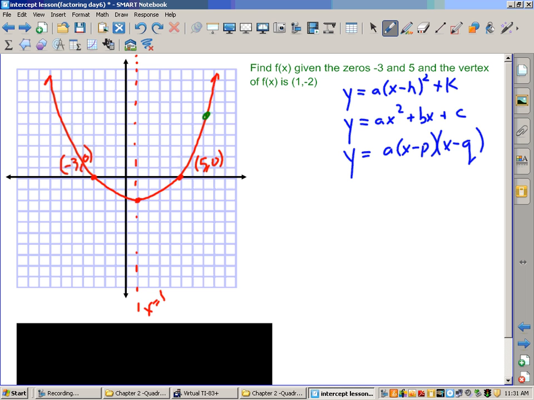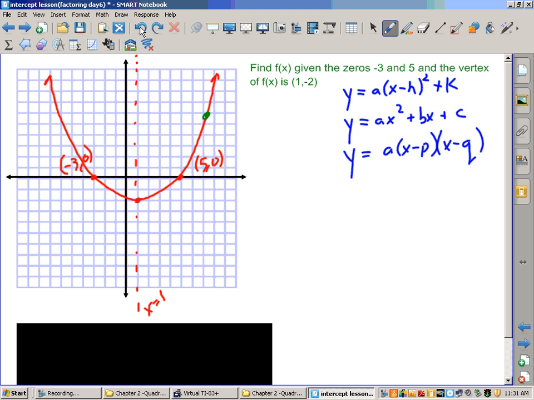Intercept. Because in order to find a formula, you're just going to need the P and the Q and one other point. You're going to need the vertex plus one other point either way. I have another one that's going to use vertex on the next slide, so let's do this one using intercept form. Okay, so I'll go back here.